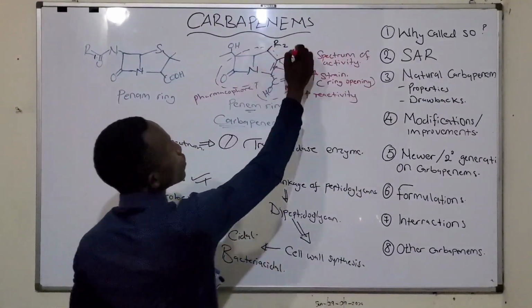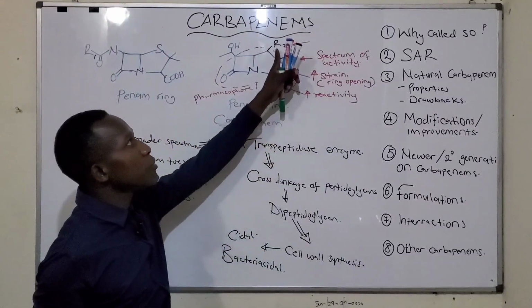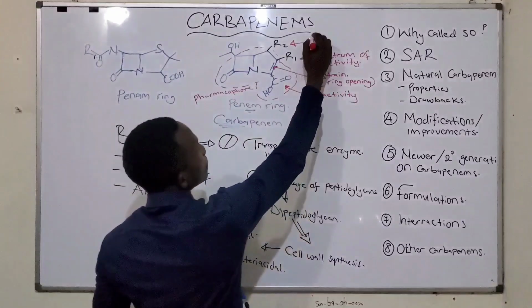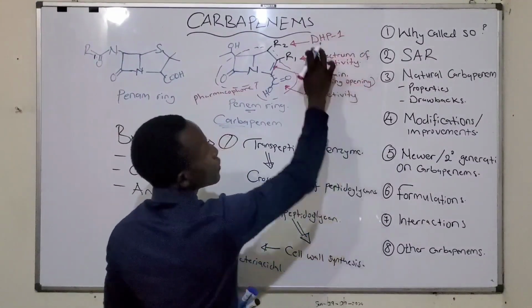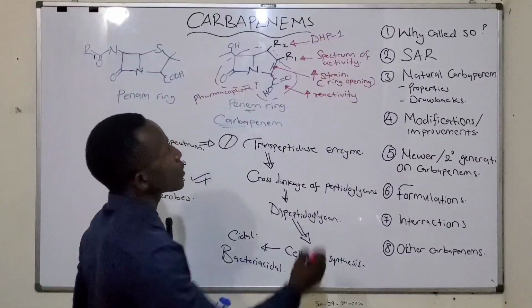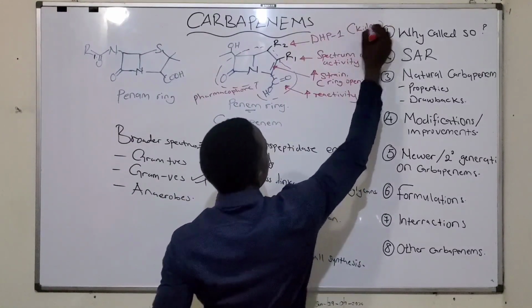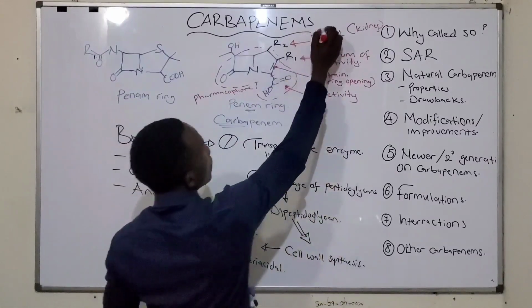Then we have this R2 group. This R2 group, as we are going to see, is responsible for the inhibition of the degradation by the DHP enzyme, the dehydropeptidase enzyme 1. It is the DHP-1 enzyme. It's found in the kidney. So this group, R2, is responsible for the inhibition of this enzyme.